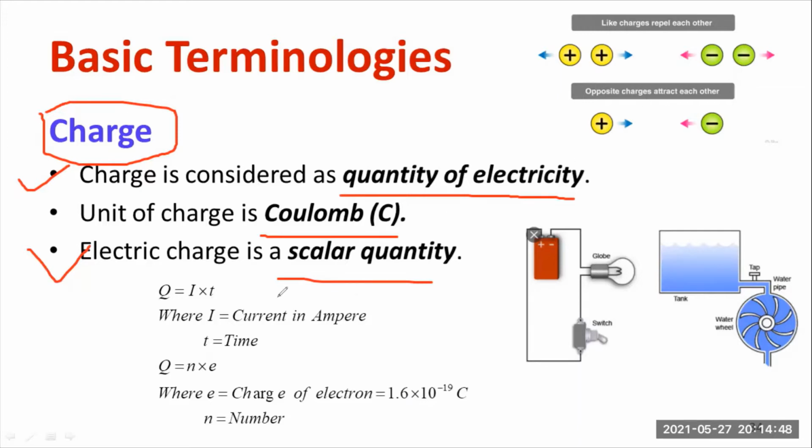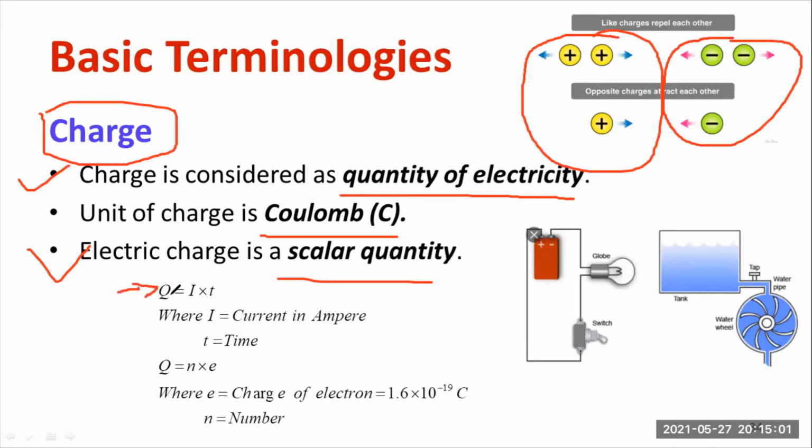It is a number of electrons. If I talk about negative charges, it is basically a number of electrons, or it may be a number of protons. How do you compute the charge? Charge can be calculated by a simple formula: Q is equal to current into time, I into t. I will let you know what current is. Or else Q is equal to N into e, where N is the number and e is the charge of an electron. You know the value of the charge of an electron, that is 1.6 into 10 to the power minus 19 coulomb.